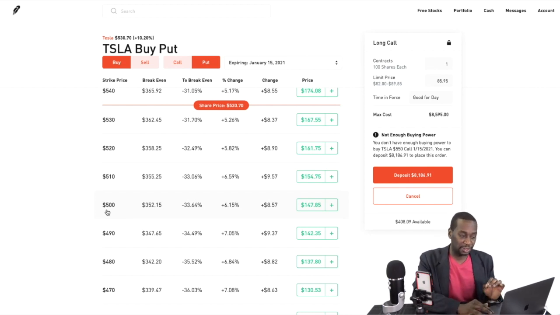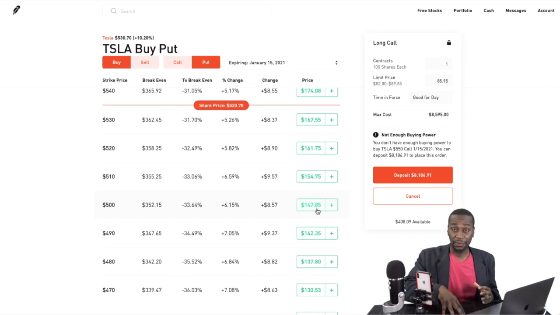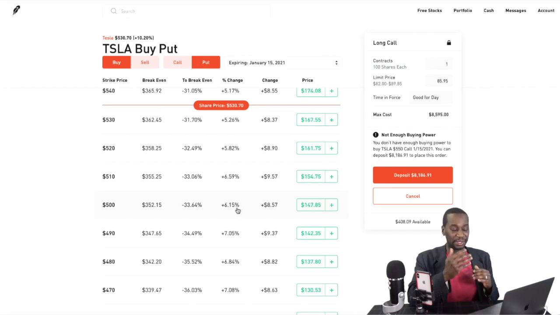In fact, you need it to fall so far below $500 that it needs to fall at least $147.85 to break even if you were to buy this option, because that's the cost of the option. So by the time January 2021 comes around, you need Tesla to be $147.85 lower. The other clue, if you didn't want to do quick math, what does that mean? You need it to be at 352.15, because again, it's going to tell you your break even right here. And then it's going to tell you the percent it needs to fall for you to break even. And then it'll share with you the percent that the option either increased or decreased today.